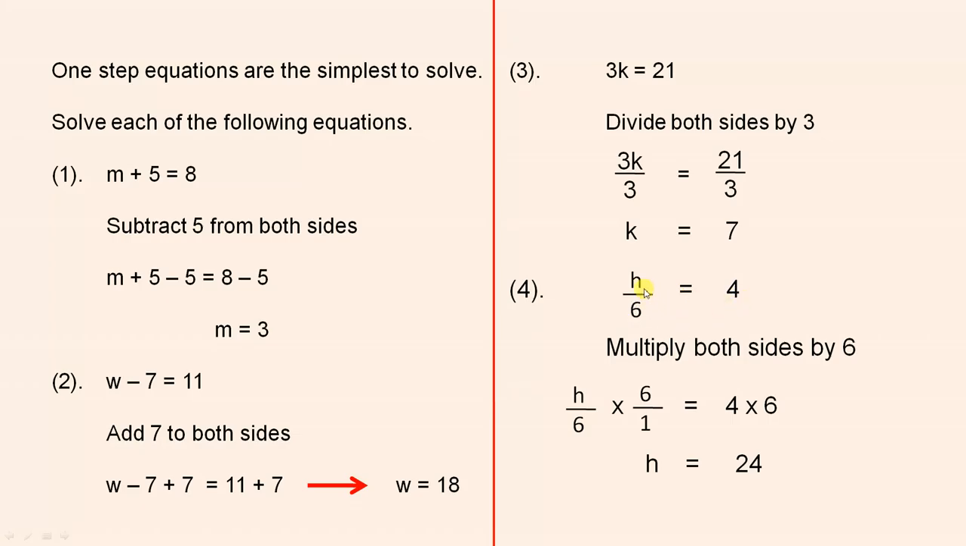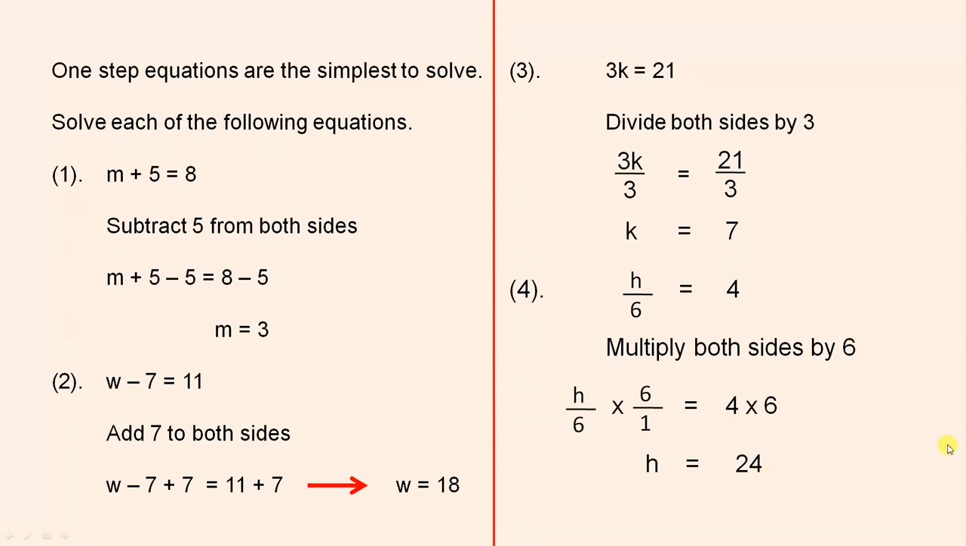Now, the inverse operation of division is multiplication, so we multiply both sides by 6 because of that 6. So h over 6 multiplied by 6 over 1 equals 4 times 6. So we multiplied both sides by 6. That keeps the equation balanced. The 6's cancel, which leaves you with h, and 4 6's are 24, so h equals 24.